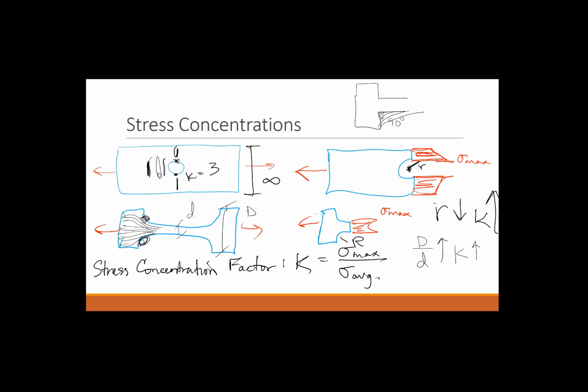Do you have a question? I was going to say, what happens when R becomes 0? Yeah, then you'd have really high stress concentrations. And that's what this sharp crack is. Essentially when the radius becomes 0, the stress becomes infinite. And then you can no longer use anything you know from mechanics of materials, and you have to turn to fracture mechanics.